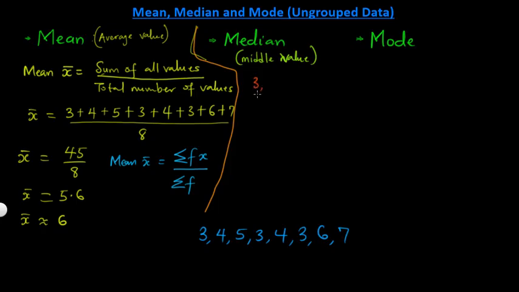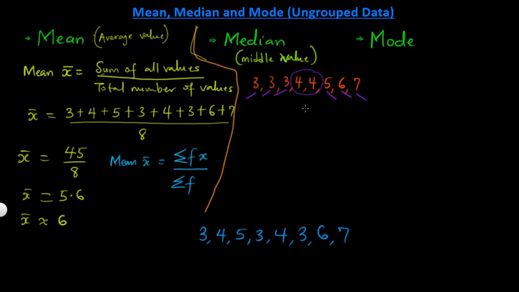So that becomes 3, 3, 3, 4, 4, 5, 6, 7. Now that we've arranged this, we will now look for the middle number. 1, 2, 3, 4, 5, 6, 7, 8. For this is 8. 1, 1, 2, 2, 3, 3. So 4, 4. Which means there are two numbers in the middle.